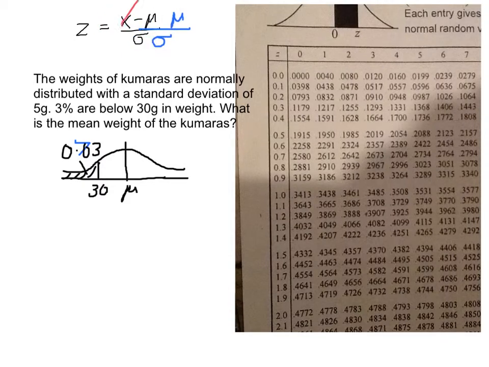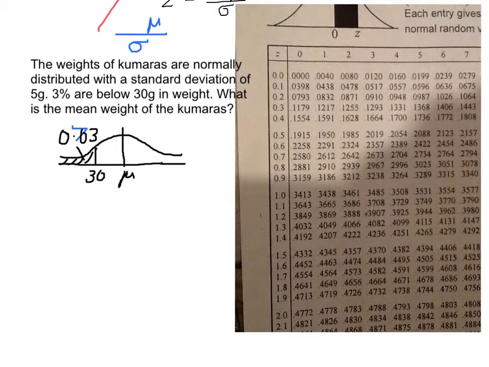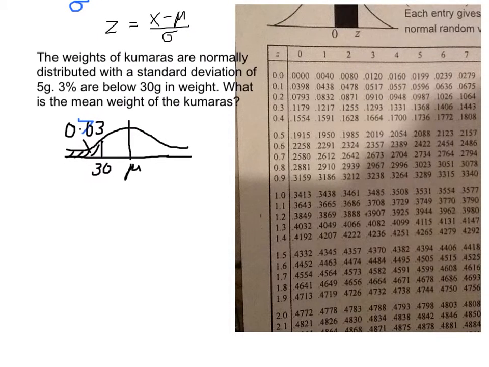Okay, there's my formula. So the problem I've got: kumaras are normally distributed with a standard deviation of 5 grams. 3% are below 30 grams in weight. What's the mean weight of the kumaras?